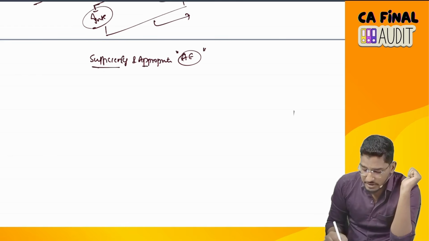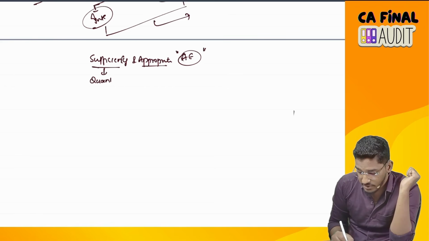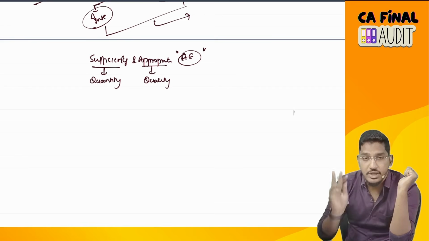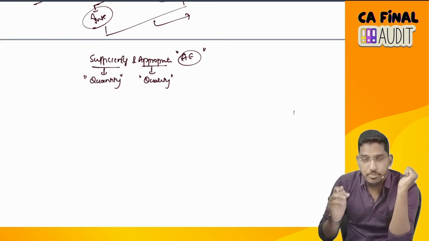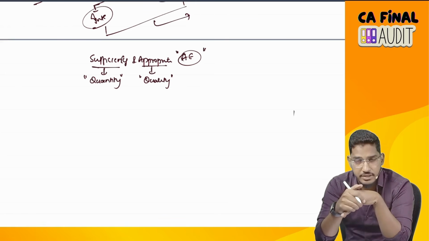Now, what do you mean by sufficiency? What do you mean by appropriateness? Sufficiency is a measure of the quantity of audit evidence, whereas appropriateness is a measure of the quality of audit evidence.